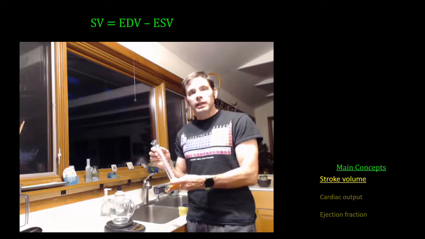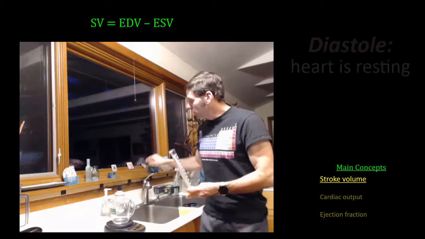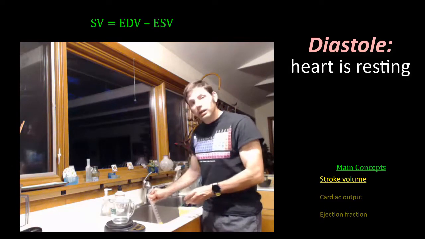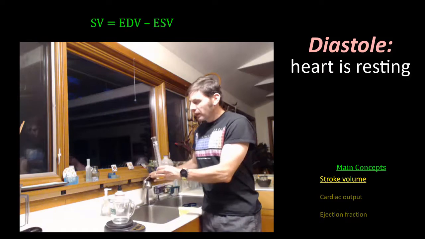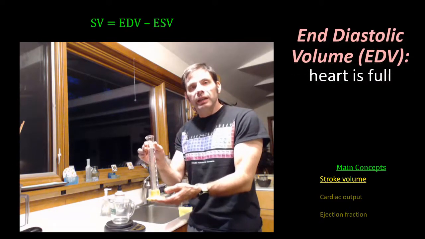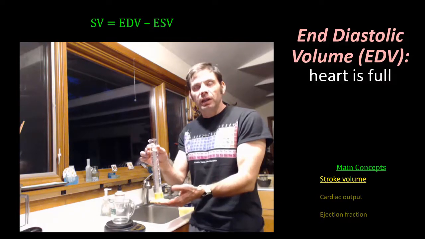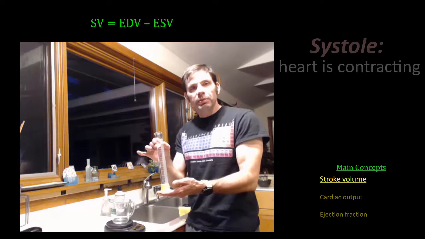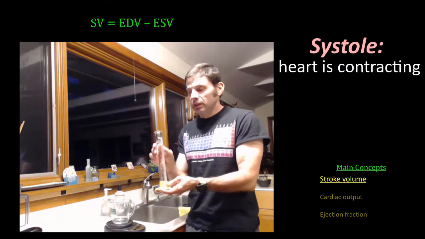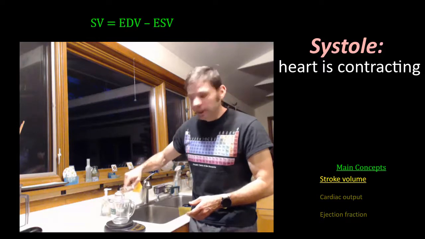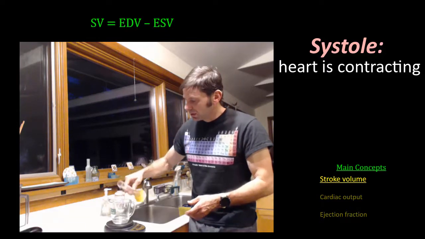When the heart's at rest, the ventricle is filling. So blood flows into the ventricle while it's at rest, which is called diastole. And at about 100 milliliters, let's say the heart has completed rest, that's end diastolic volume, the fullest the left ventricle will be. When the heart beats, it's called systole. And when the heart beats, blood is ejected from the ventricle.